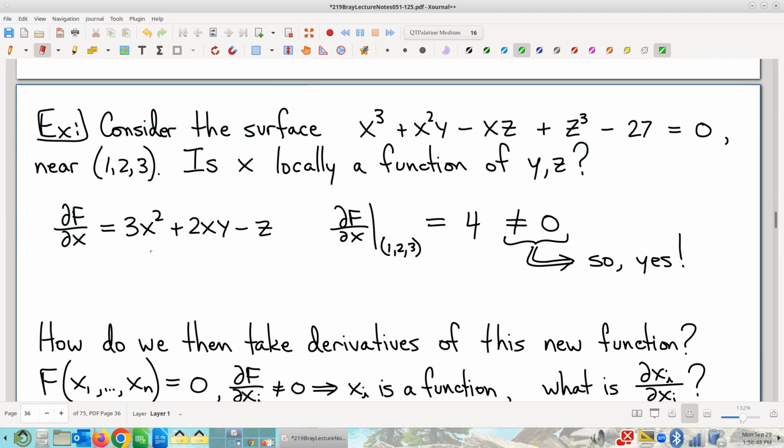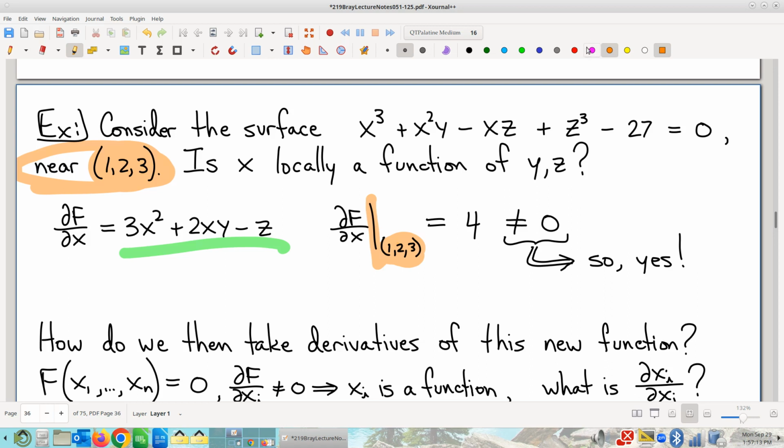We do have to actually take the partial. Don't forget the question here says we're looking near a particular point. We're looking near this point 1, 2, 3, so we have to evaluate at the point 1, 2, 3. That's the point we're actually trying to decide. It's going to be different for different points, right? Because the surface is doing different things at different points.